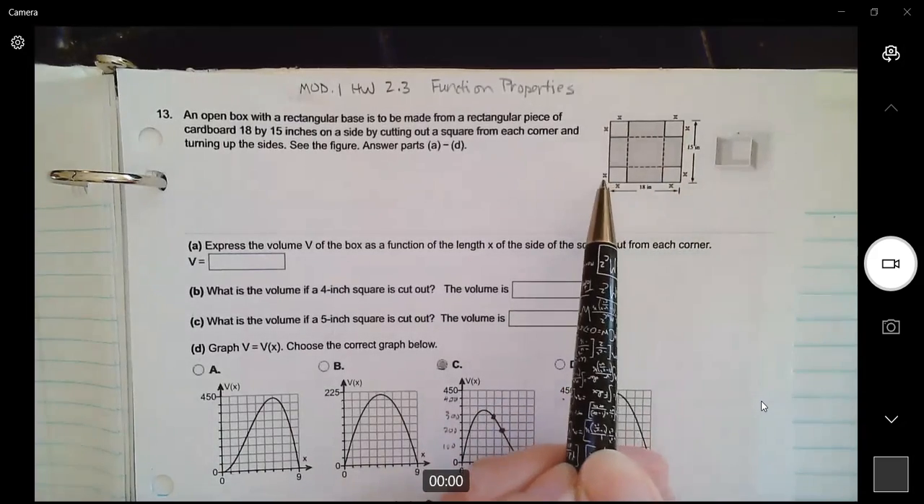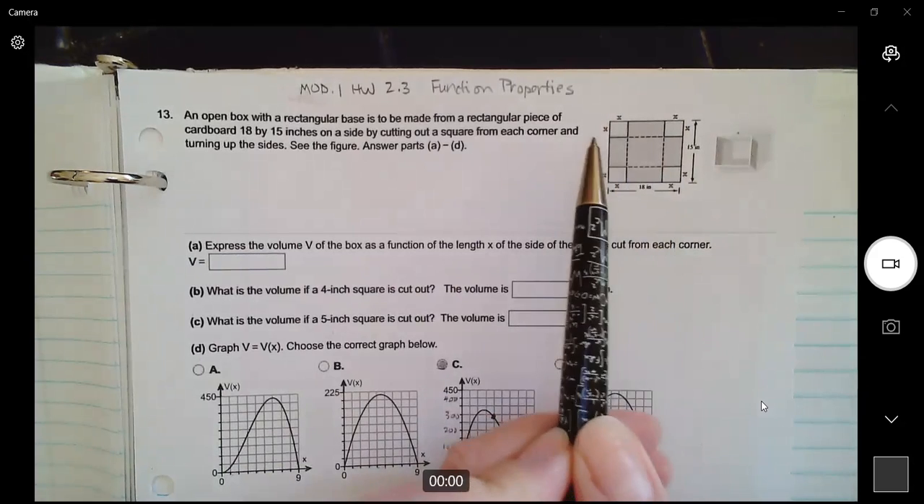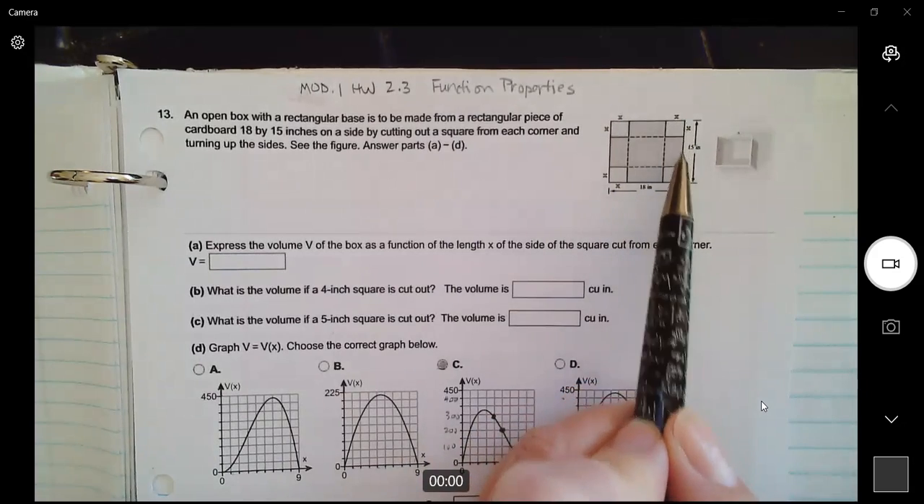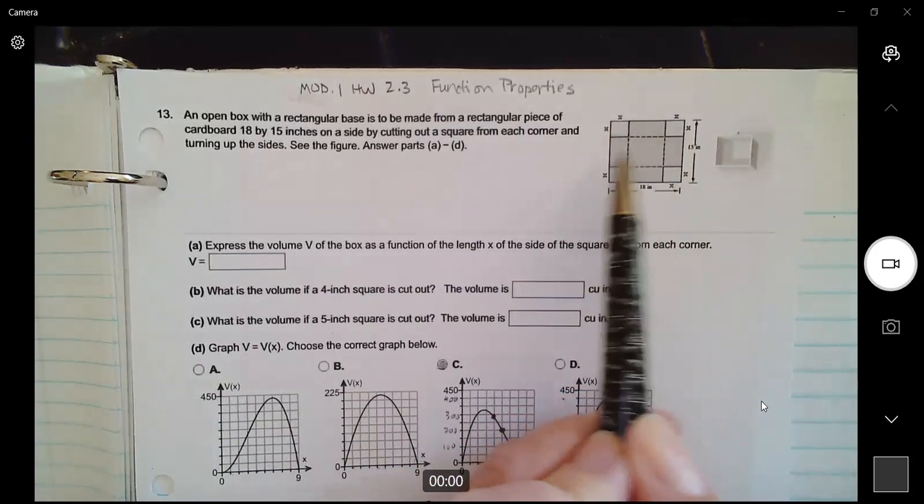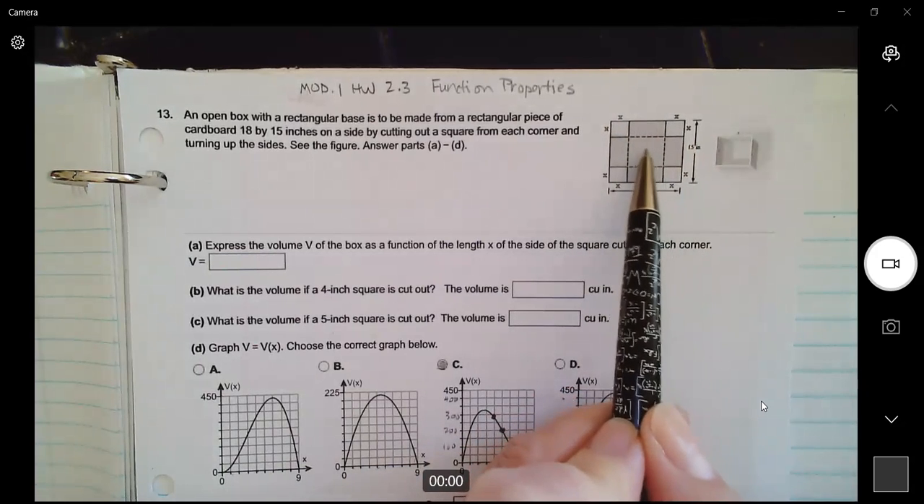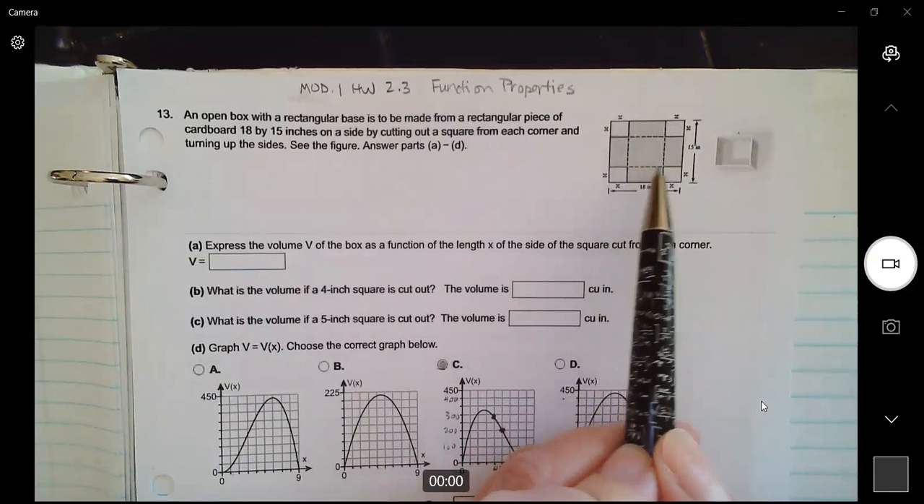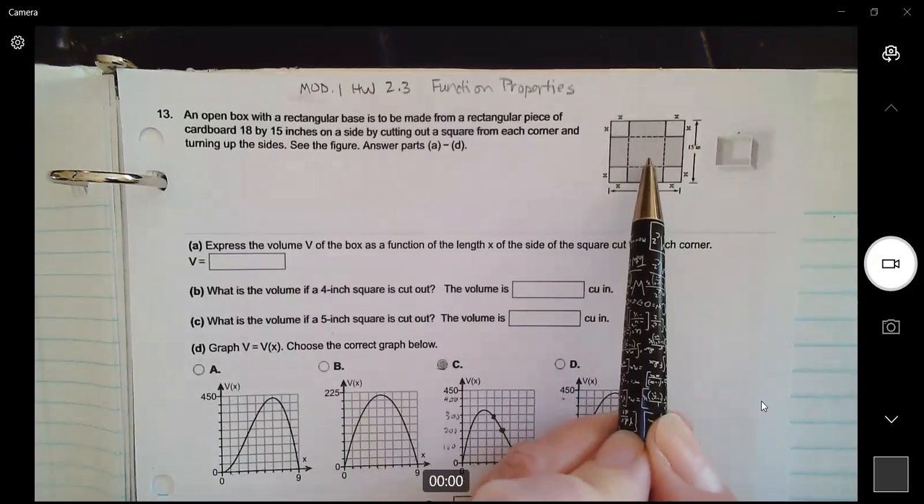If you've ever been to the box store, you see how they always have a chunk cut out of the sides there. So this original one that we have in our example here is a 15 by 18 flat piece of cardboard. And we want to fold up the edges and then have this be the bottom or the floor of the box. And then these four pieces here are the sides that fold up and become the vertical walls of the box.